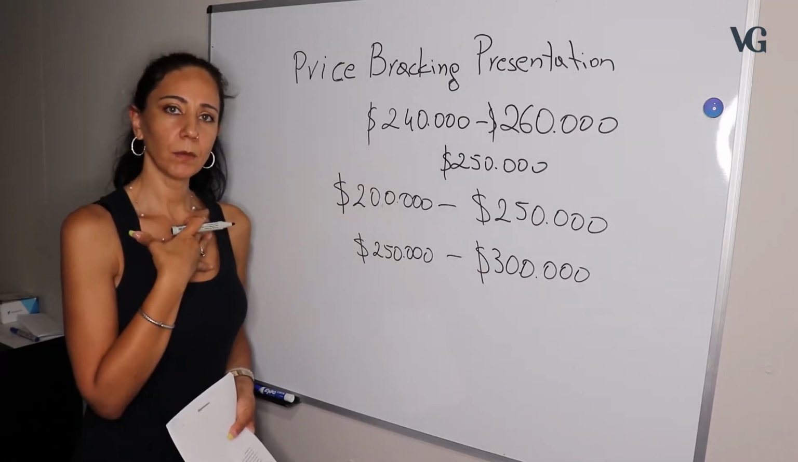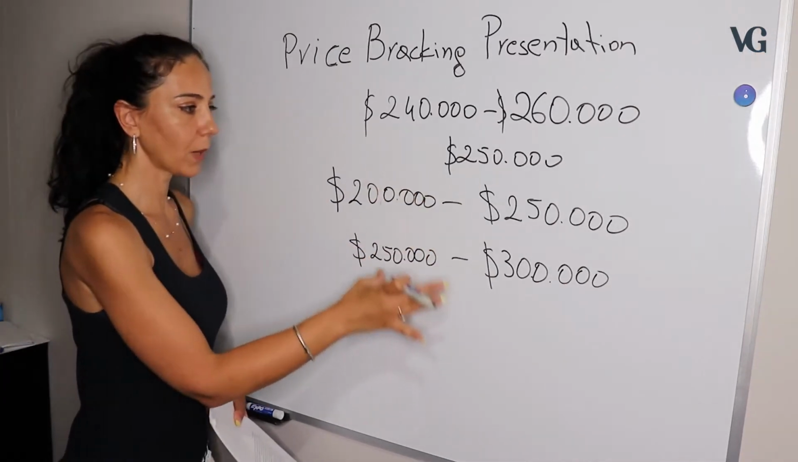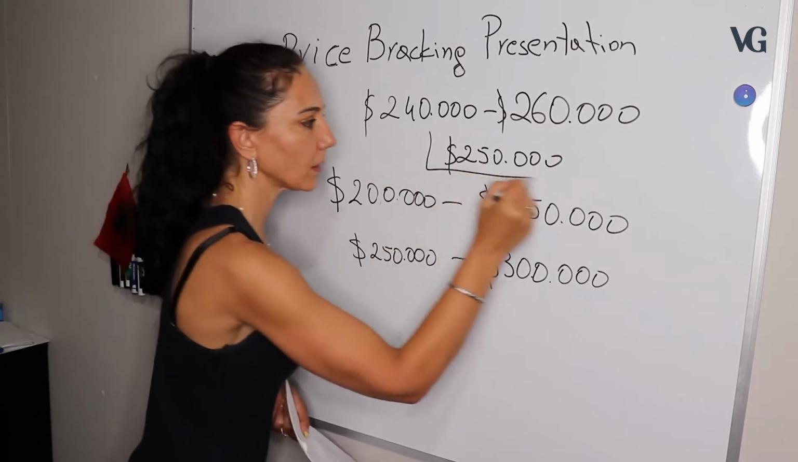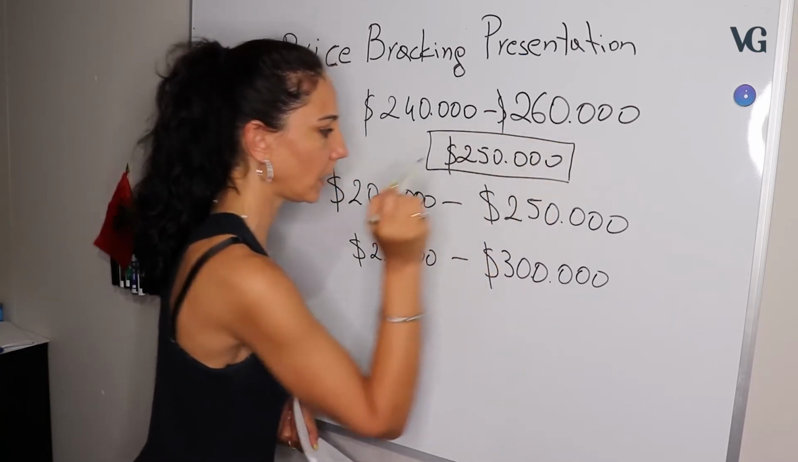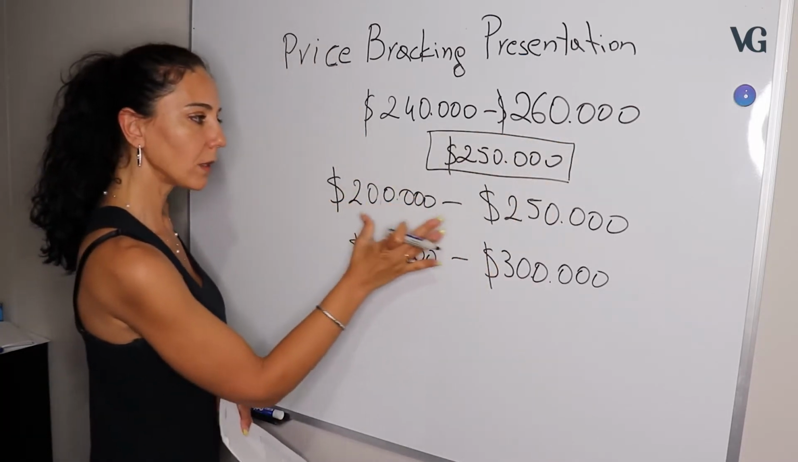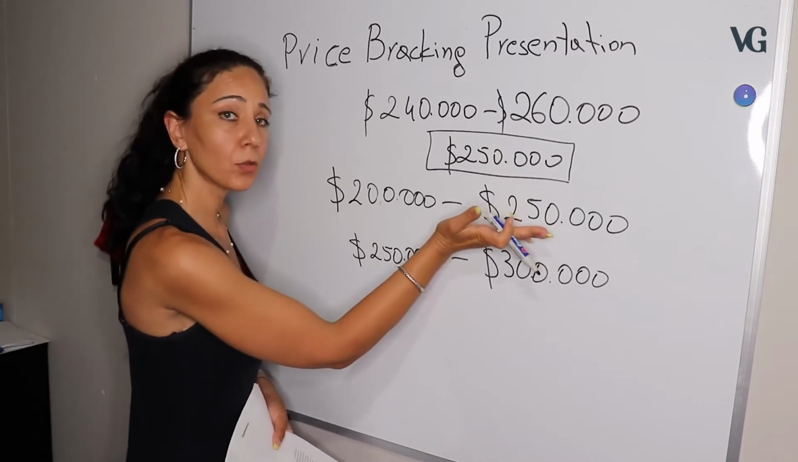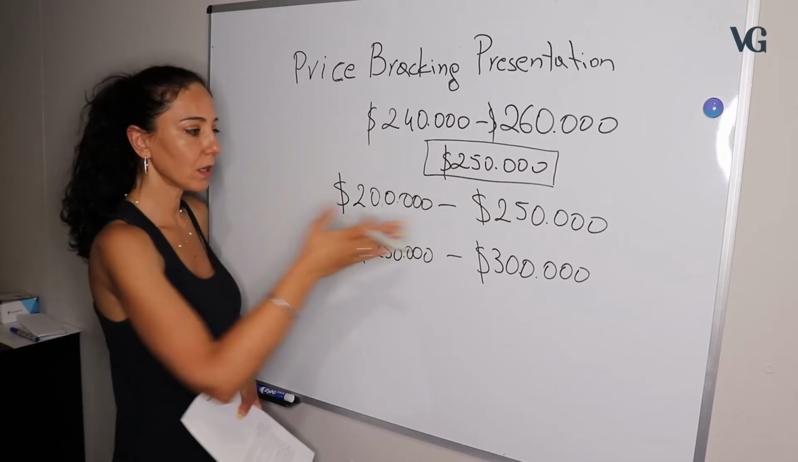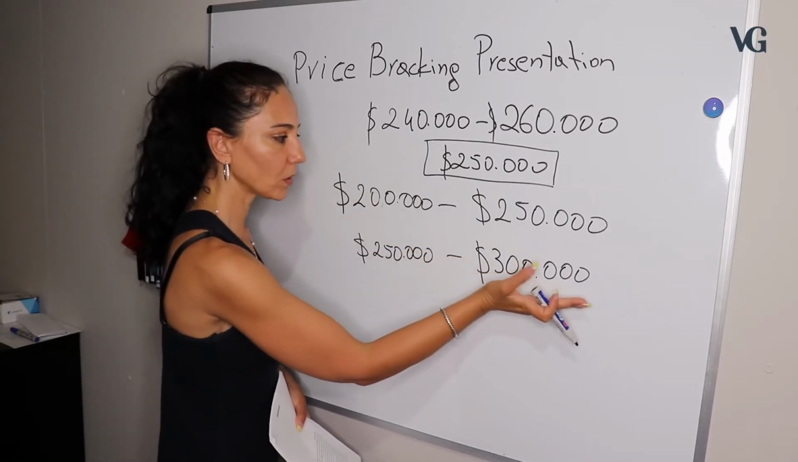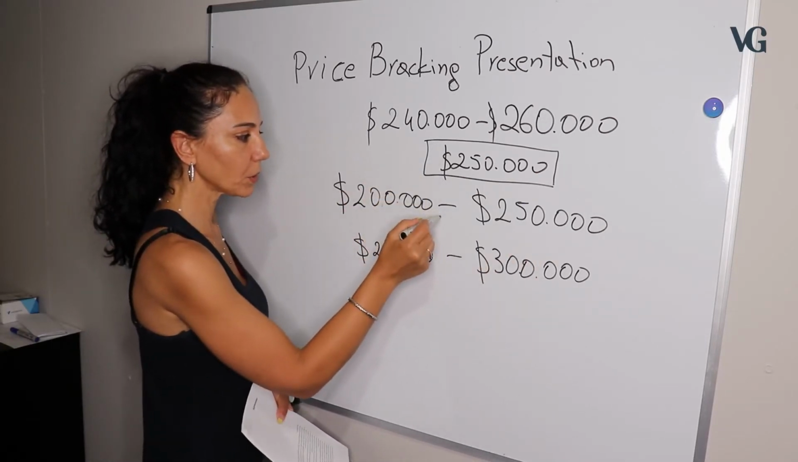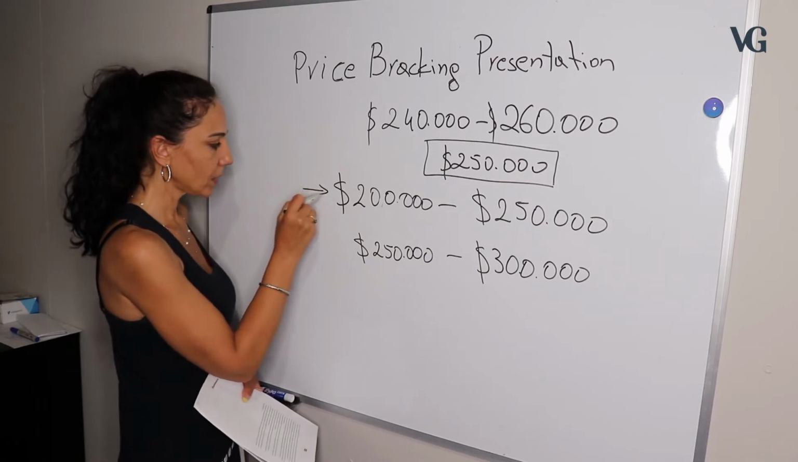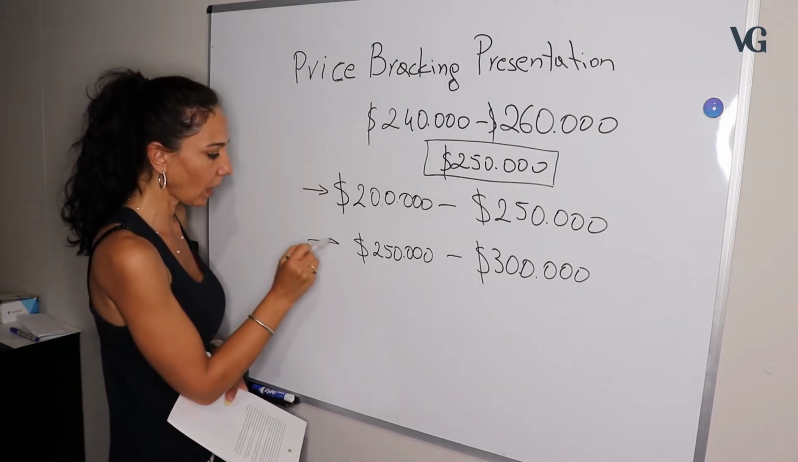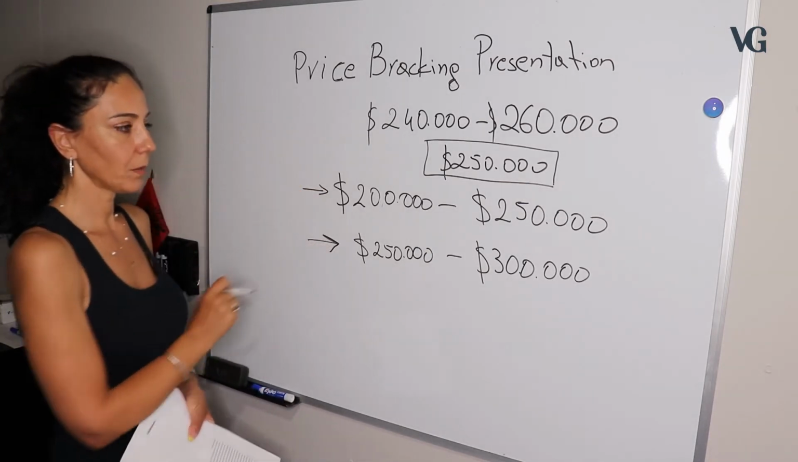So my property will be included in both ranges, because my selling price is going to be here. Even when I have buyers whose limit is $250,000, and even when I have buyers whose limit is $300,000, my property will show up in this bracket and also in this bracket.